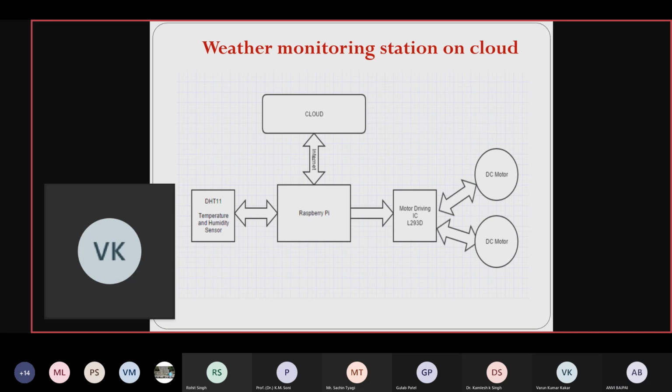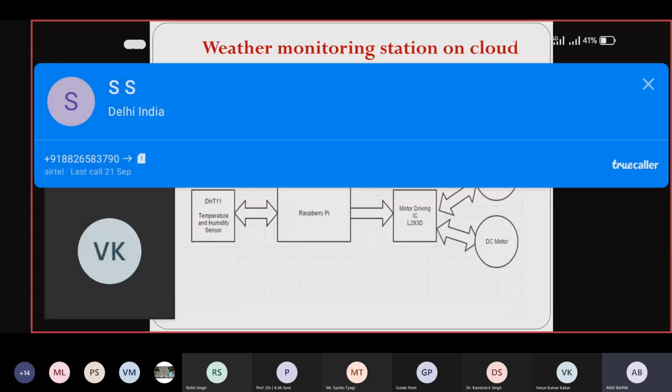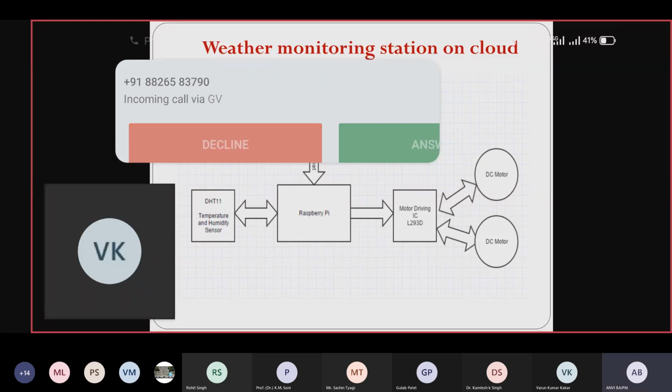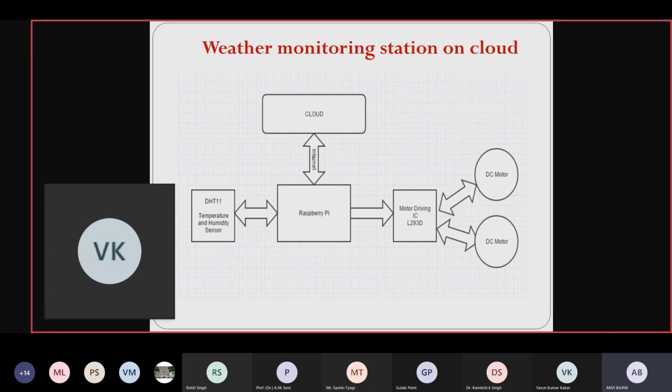Next is the weather monitoring station on the cloud. Here we will make a robot equipped with a Raspberry Pi and a DHT11 sensor module, which can measure temperature and humidity. We have made it movable with the help of IoT technology, so we can control this module from anywhere and move it to measure the temperature and humidity at different places. We can utilize this robot for defense applications, or for applications where urgency is required.